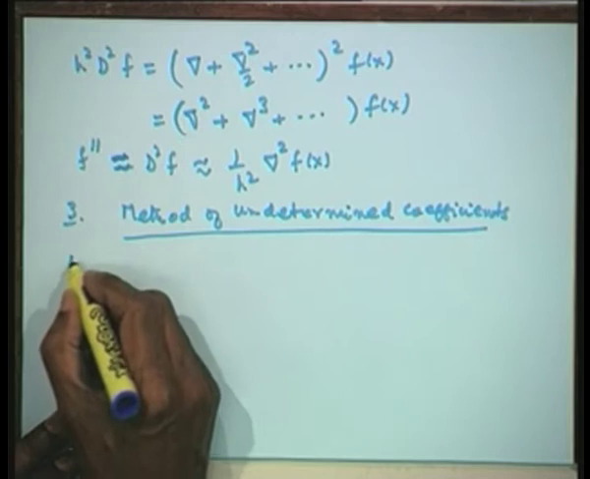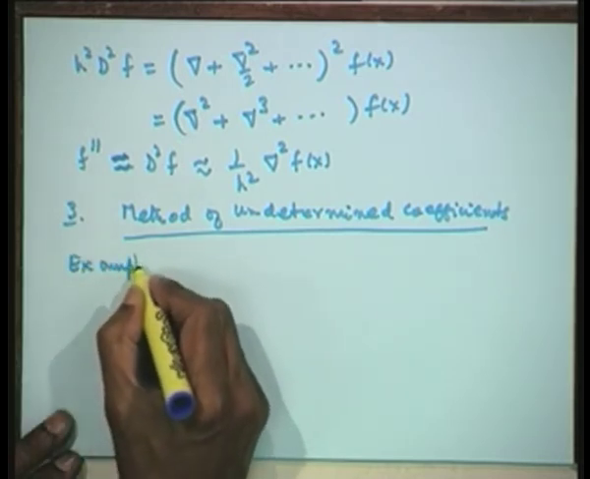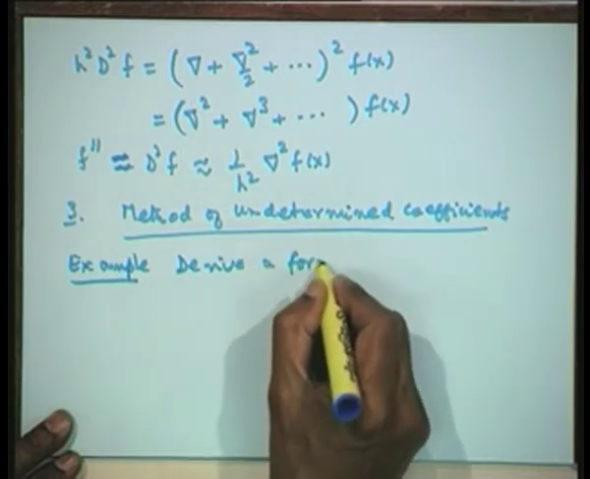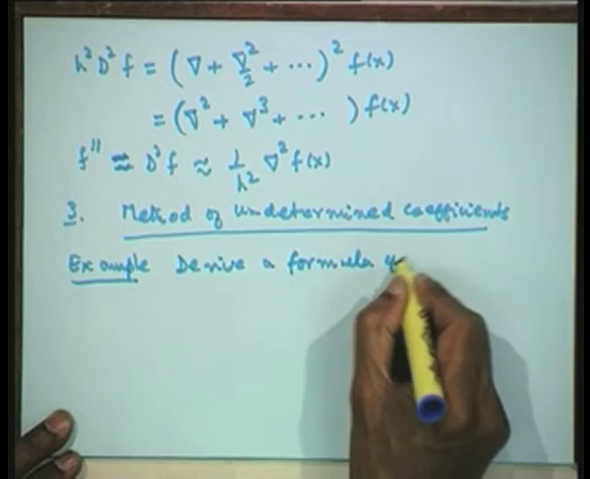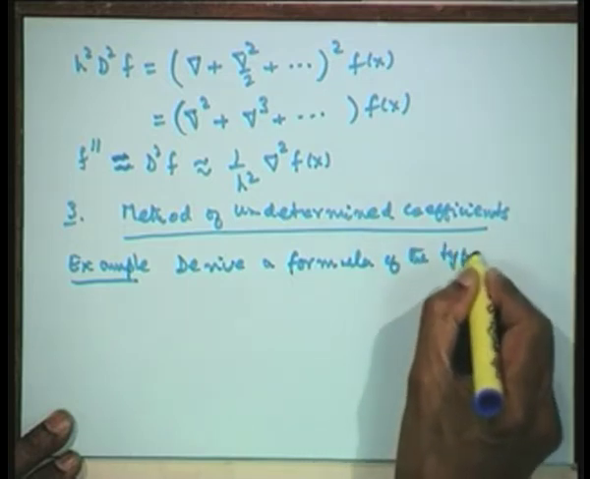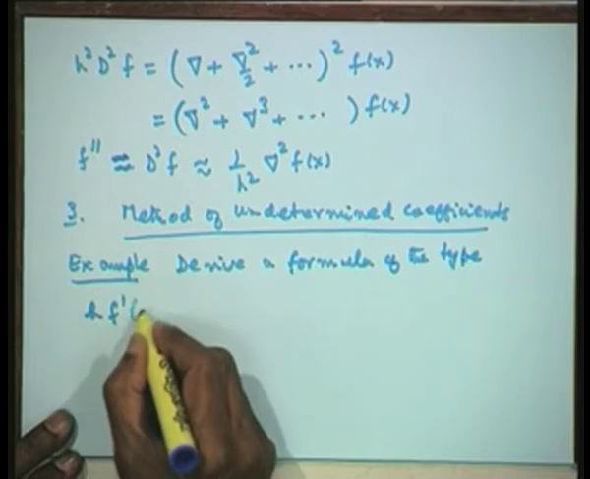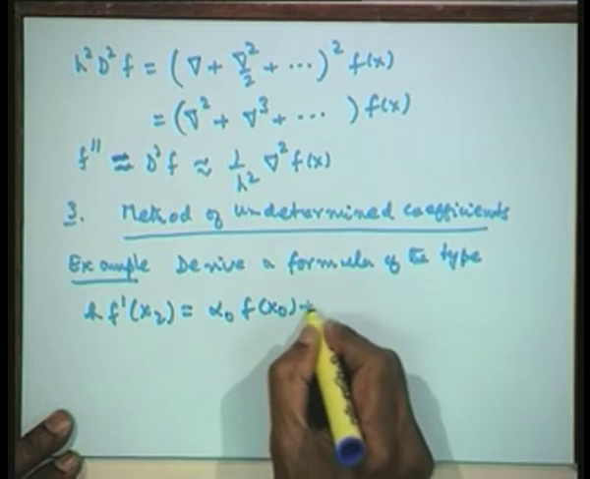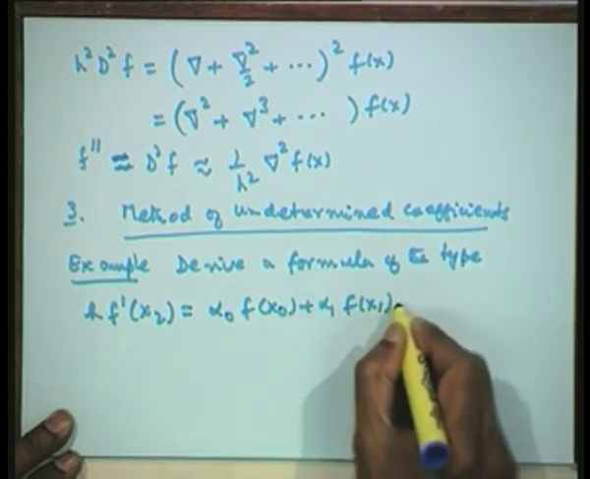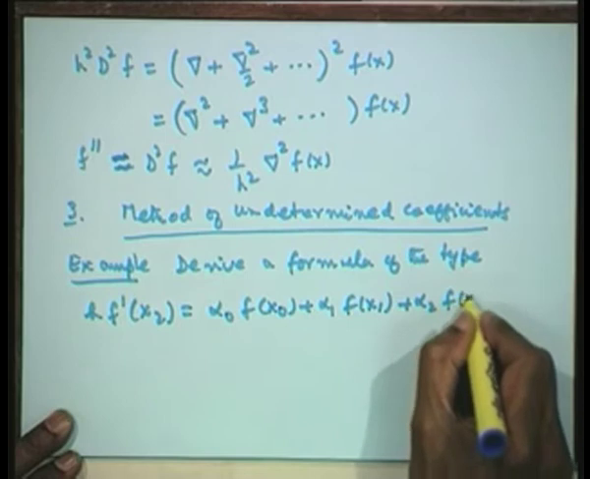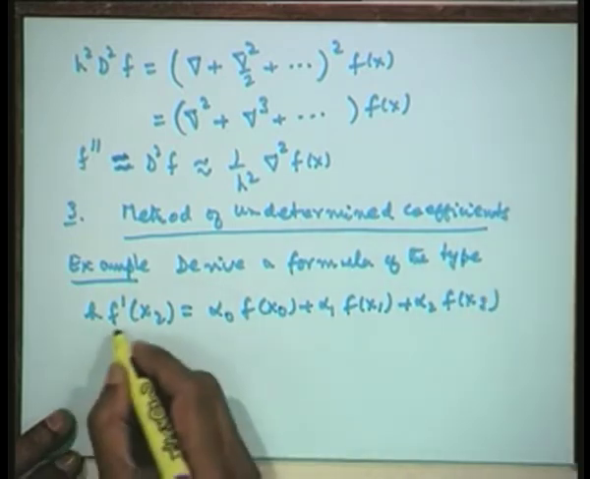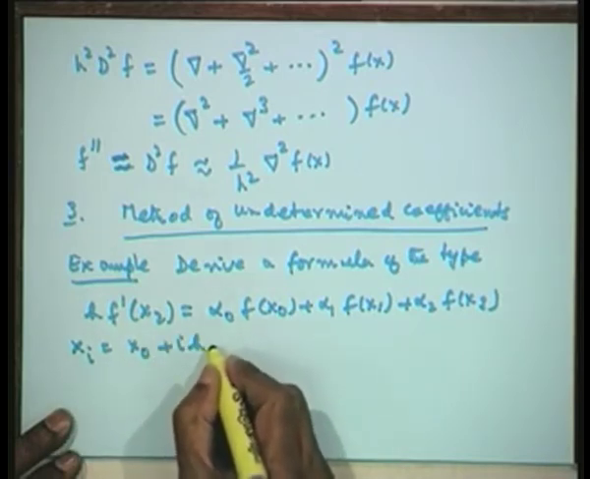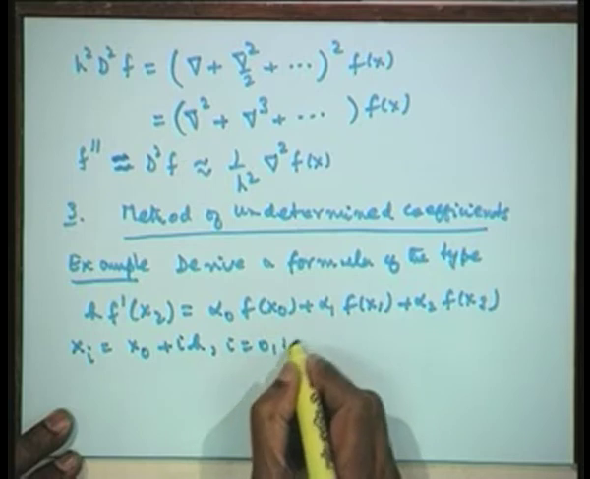Let us take it as an example. Now, derive a formula of the type h f dash x 2 is alpha naught f x naught plus alpha 1 f x 1 plus alpha 2 f x 3, where x i is equal to x naught plus i h, i is equal to 0, 1, 2, 3.